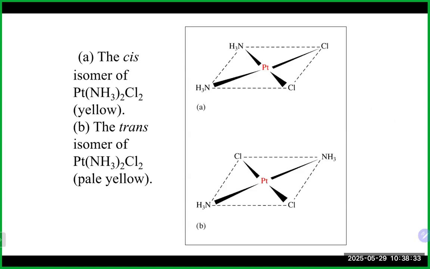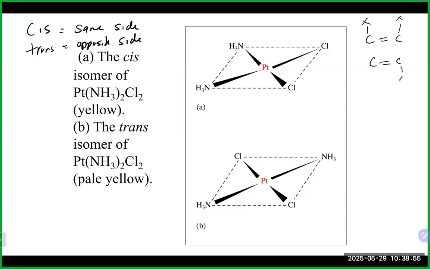And for cis and trans isomers, cis means basically the same side, and trans means opposite side. In organic chemistry, you come across a lot of cis and trans. Usually in organic chemistry, you're dealing with a double bond. So if you have a group that's on the same side of the double bond, that's known as cis.